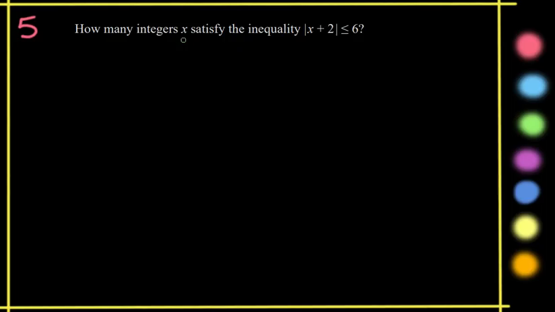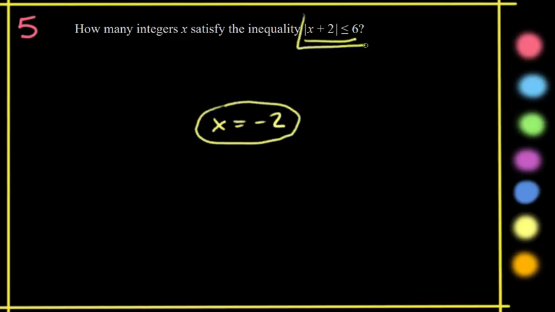All right, it says how many integers x satisfy this inequality here? Okay, so what does this inequality mean? It means that x is within 6 of -2. So, for example, if x is equal to -2, then that absolute value of that sum, I should say, will be 0. And so as long as x is somewhere close to -2, then this thing is going to be satisfied. And you can go up by 6 or down by 6.